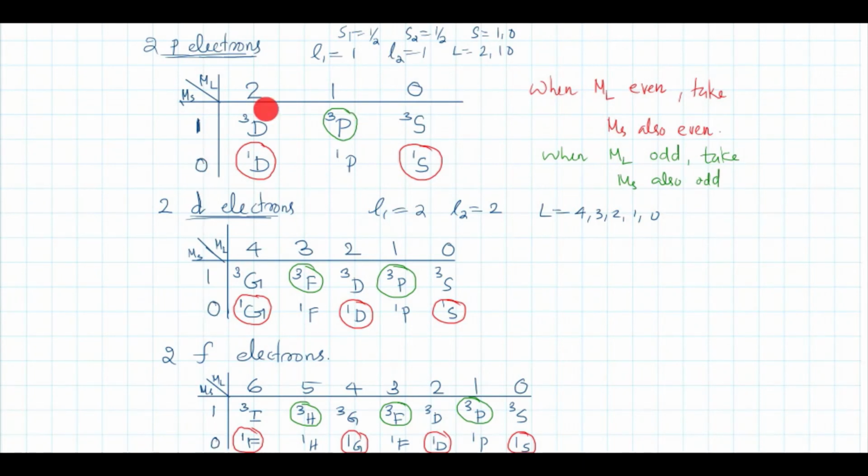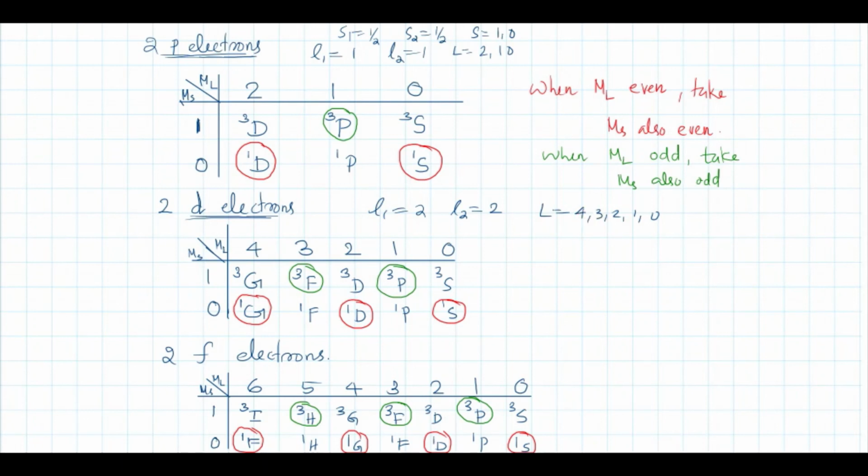What about the horizontal position? If it is 2p electrons, L1 is 1 and L2 is 1, both are p electrons. So the total L value is 2, 1, 0: 1 plus 1 is 2, and 1 minus 1 is 0. You have to write it in the horizontal position: 2, 1, 0. If it is 2d electrons, L1 is 2 and L2 is 2.